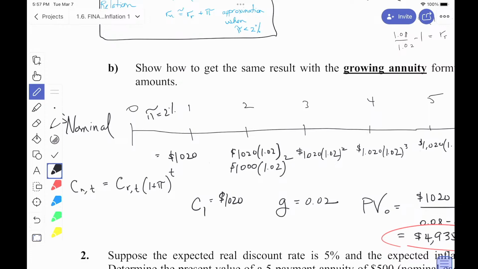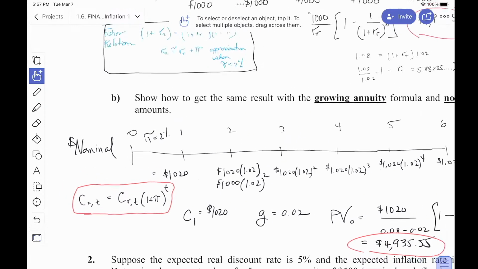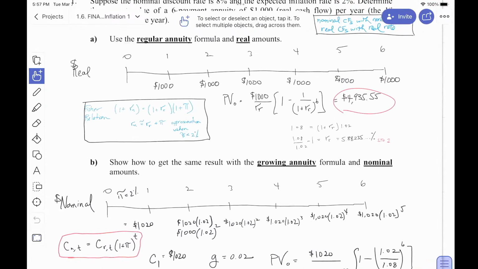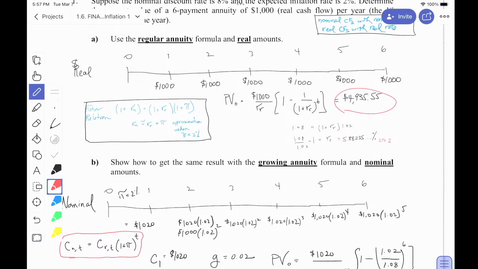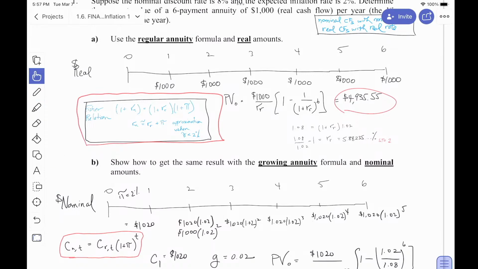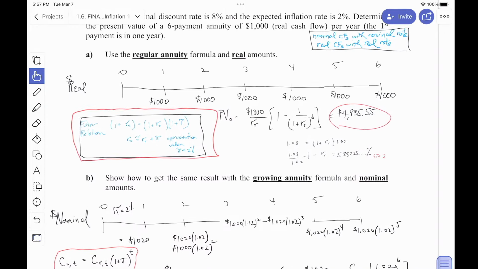So this is another formula that we need. So far there are 3 relationships I introduced. This one, the Fisher. This one about nominal cash flows.